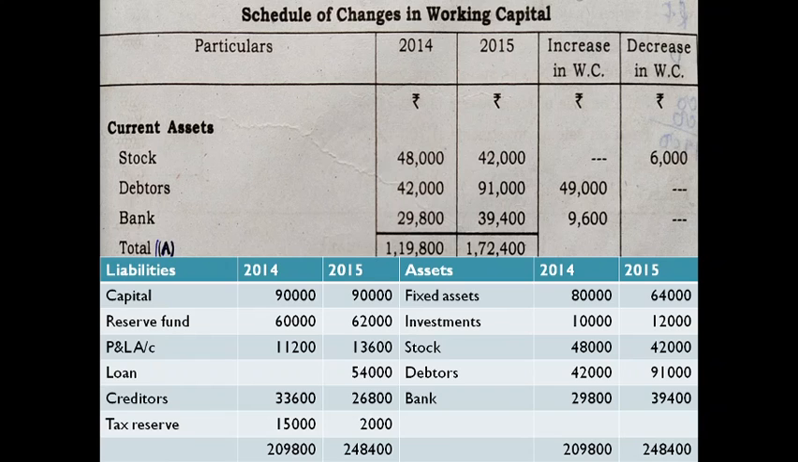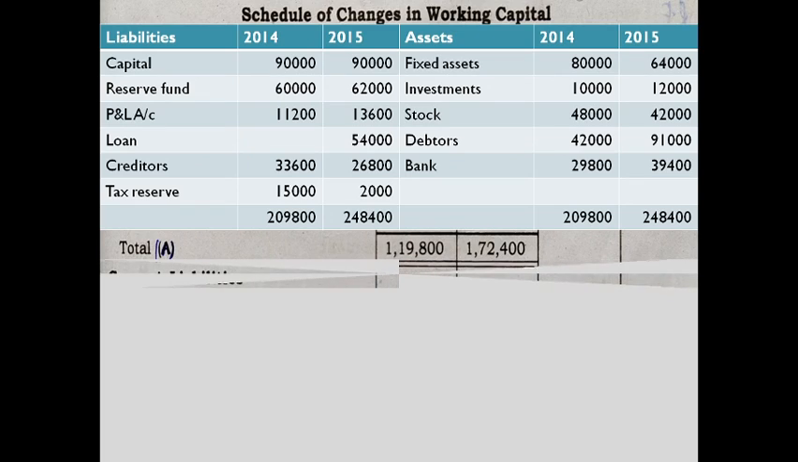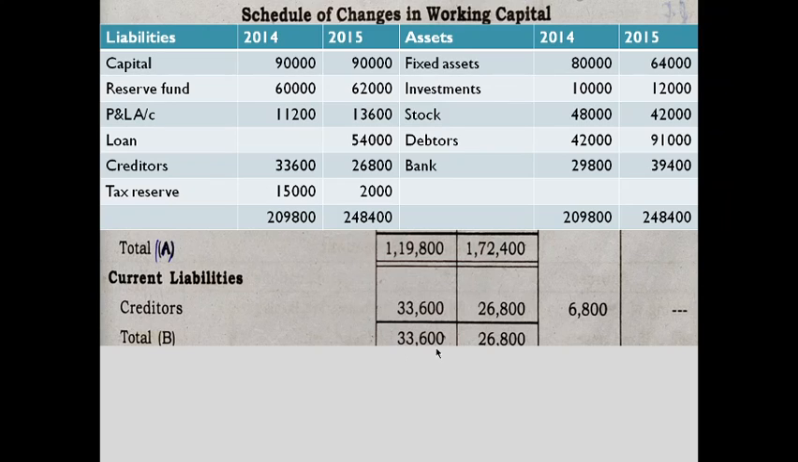Once you have taken the total of current assets, next you have to go for current liabilities. In the question there is only one item, creditors, and no other information regarding whether to take any of the items in the balance sheet as current items. So since there is no information, we can end with creditors. In the beginning it was 33,600, by the end it was 26,800. So there is a decrease in current liability, and the difference is shown accordingly. Since there are no other current liabilities, we consider this amount as the total of current liability.